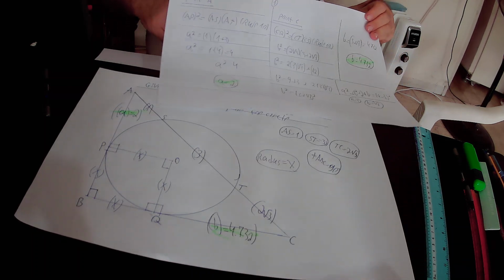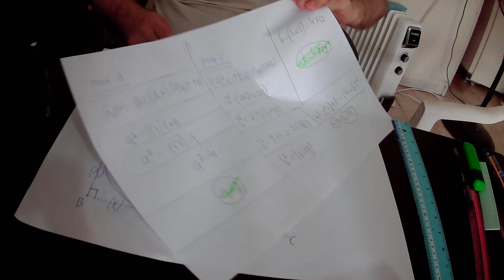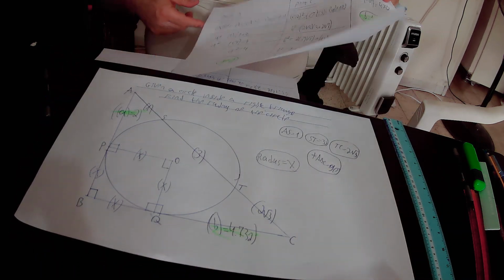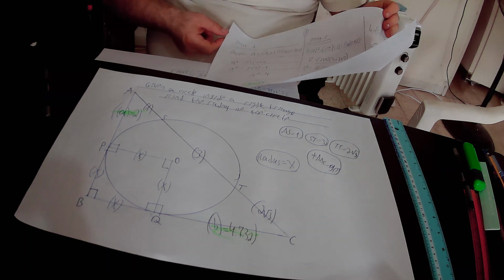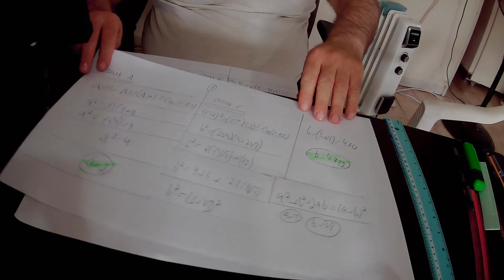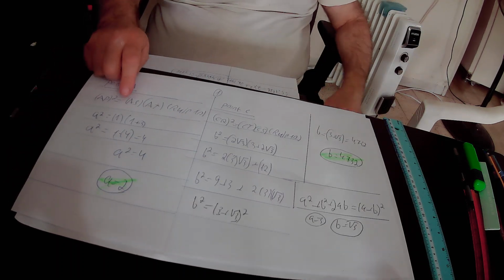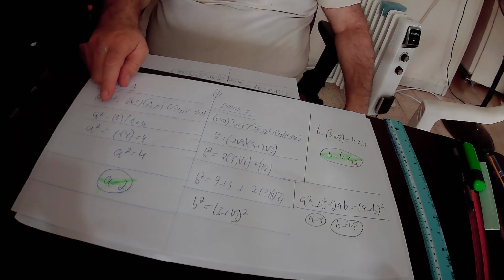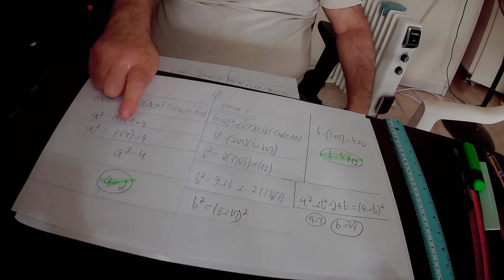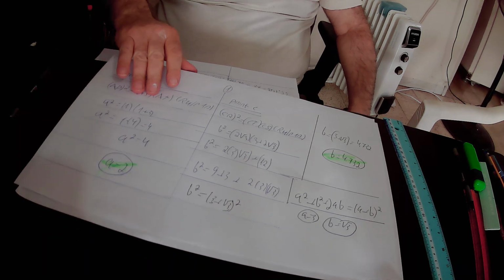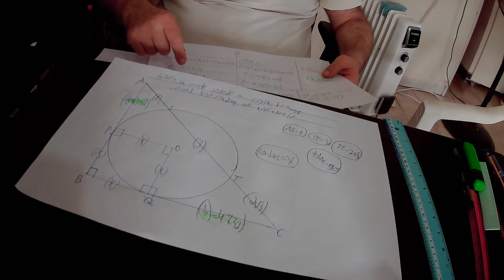AP is A, therefore AP square is A square, and it is equal to AS. AS is 1 times AT. AT is 1 plus 3. In conclusion, we found out that A square equals 1 times (1 plus 3). 1 plus 3 is 4, so A square equals 1 times 4, that is 4. So A square equals 4. We took the square root of this equation and finally found out that A equals the square root of 4, that is 2. Here A equals 2.